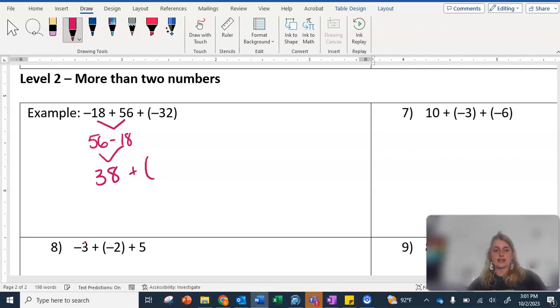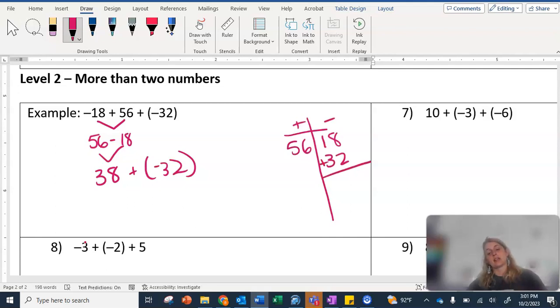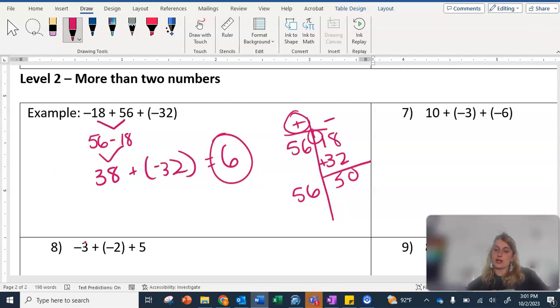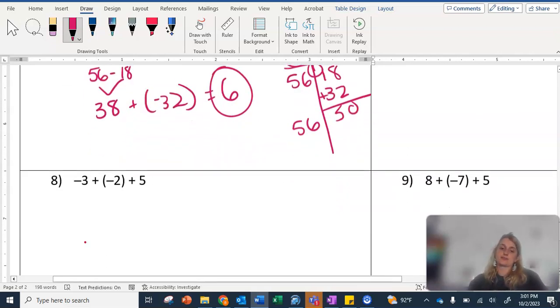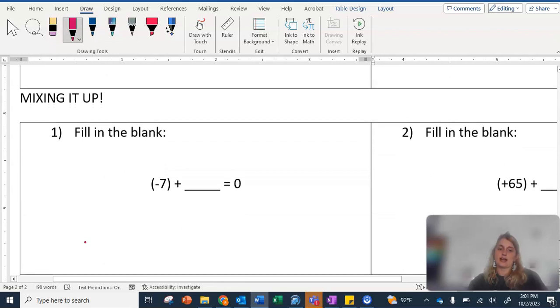And then you can add negative 32 to that to get your answer, or you can set up one integer war chart and have them all. 18 is negative, 56 is positive, 32 is negative. Add up the ones that are on the same side. 18 and 32 is 50. And then compare 56 versus 50. This team wins by 6 points. However you do it, it's probably going to take you several steps because there's more than 2 numbers. But they are all adding.